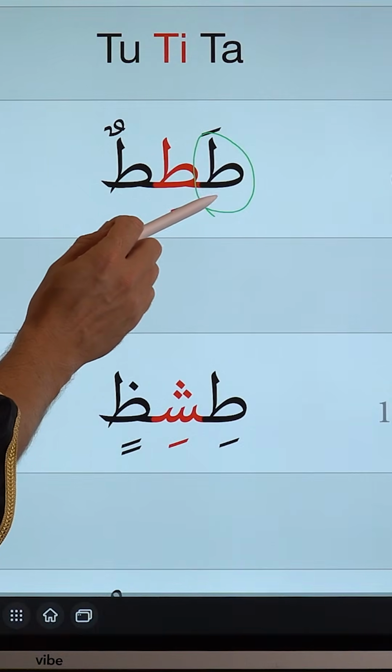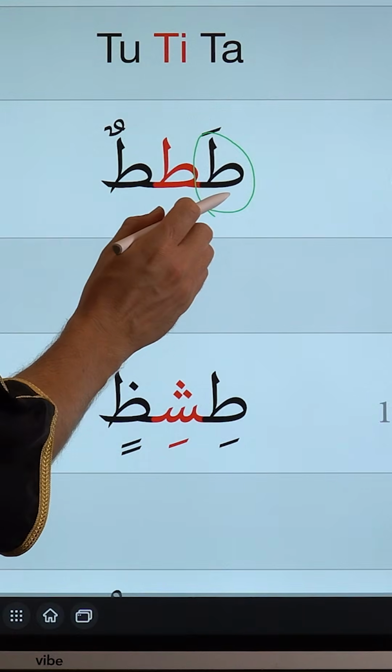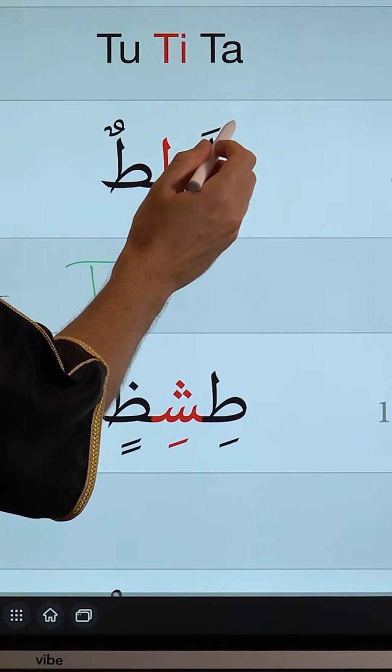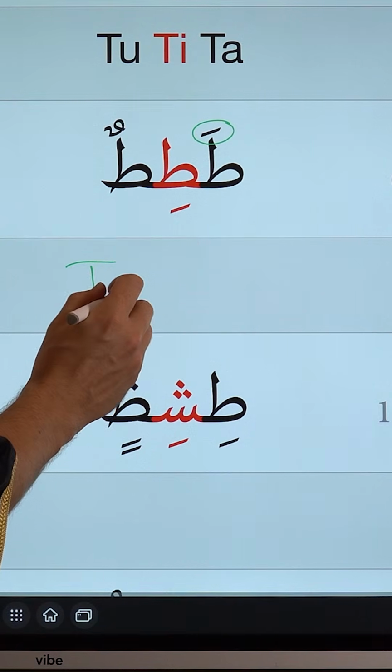That sword shape with no dot means that this is the letter Ta. And the letter Ta is a heavy T sound, so we're going to write a capital T. Next, we identify the haraka. Of course, this is a fetha, so we're going to write an A for the fetha.